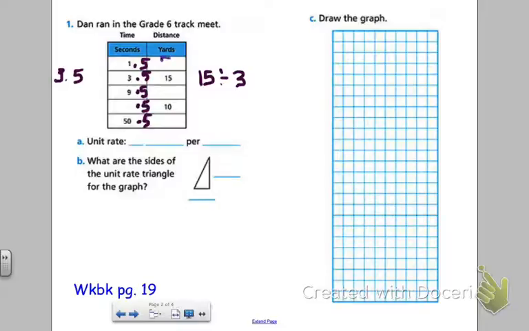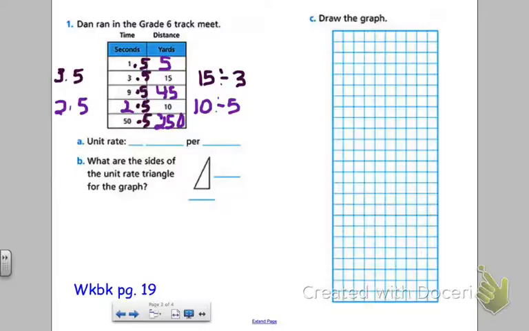Alright, 1 times 5, obviously 5. 9 times 5 is 45. Here, what number times 5 is 10? Obviously that's 2, because you know that 2 times 5 is 10. Or maybe you want to think backwards. Maybe you want to think 10 divided by 5 gives me what number? Obviously that's 2. 50 times 5 is 250.